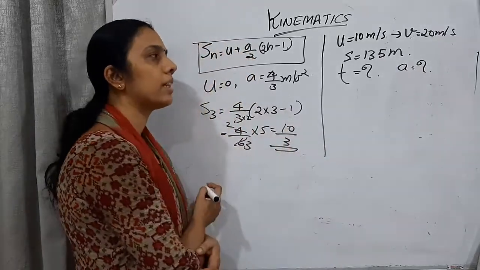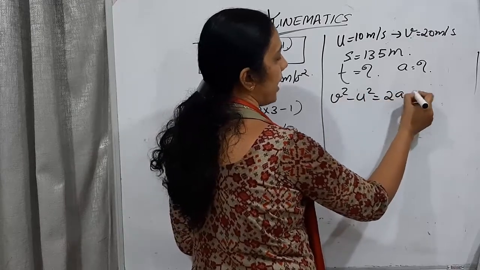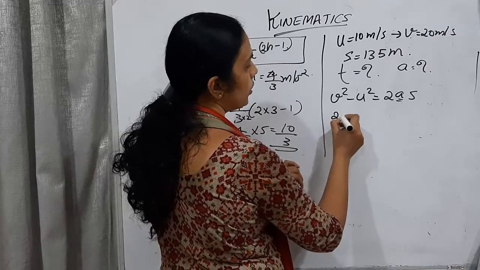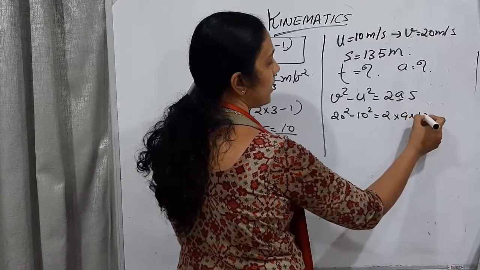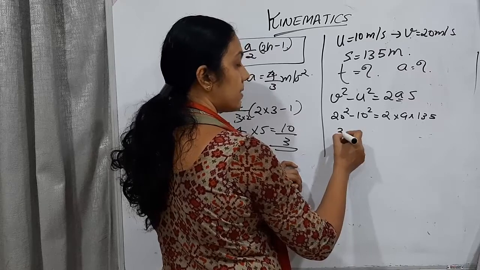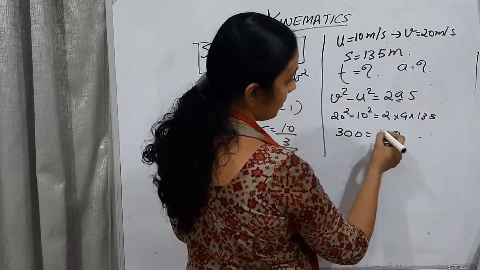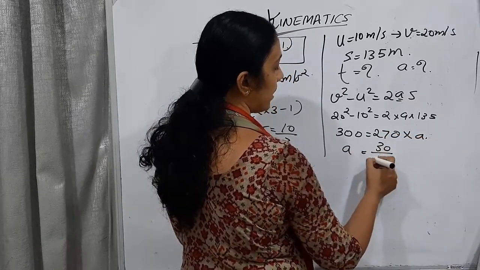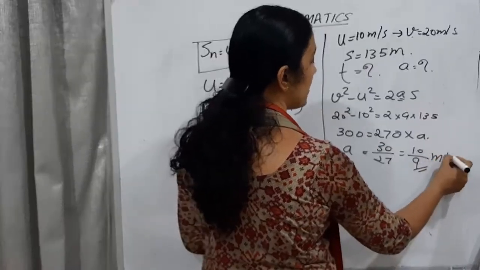Okay, which formula can we use? V square minus U square equals 2AS. Using this formula we can find out the acceleration. Therefore, 20 square minus 10 square equals 2 into A into 135. Therefore, 400 minus 100, that is 300, equals 2 fives are 10, so 270 into A. Therefore, A equals 30 divided by 27, that is 10 divided by 9 meter per second square.